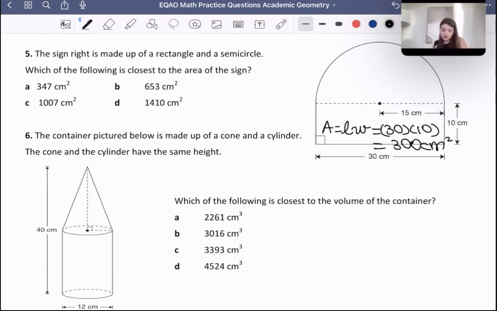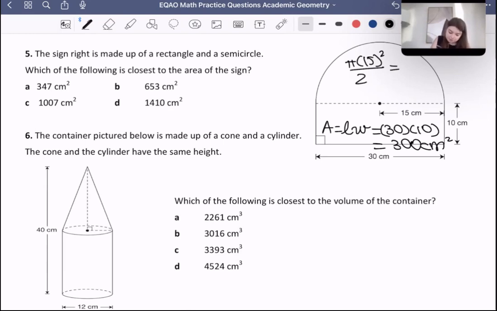Okay, now what about the semicircle? Okay, so we know that the area of a circle is pi r squared, right? That's what we know. Now, what about the area of a semicircle? That would be half of the area of the full circle. So that would be pi r squared divided by 2. So in this case, pi times 15 squared divided by 2. That is going to be, let's see, what's 15 squared divided by 2? And then times that by pi.